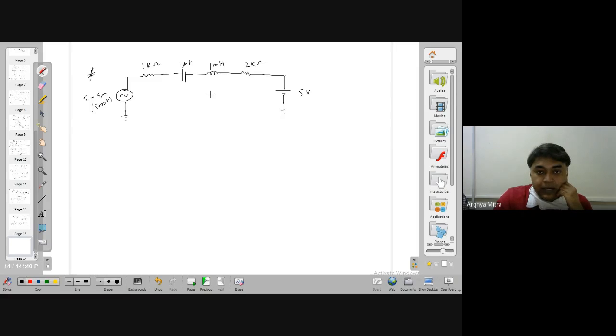Now it is asked that I have these two nodes, A and B. This is positive, this is negative. This is A and this is B. So what is the VAB average value at steady state?